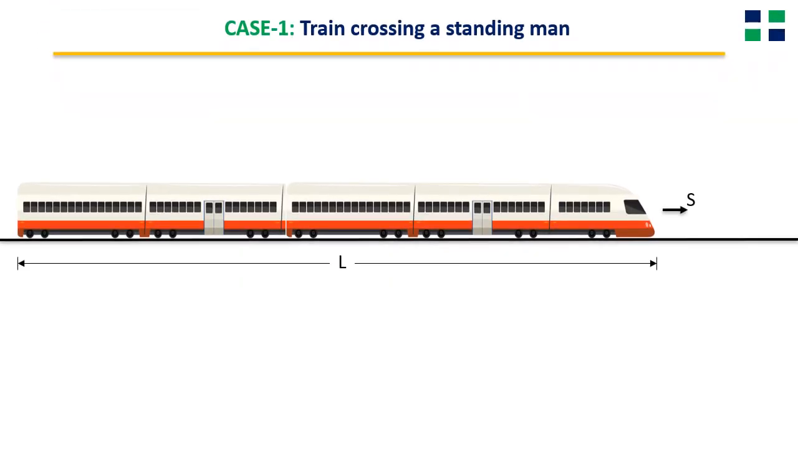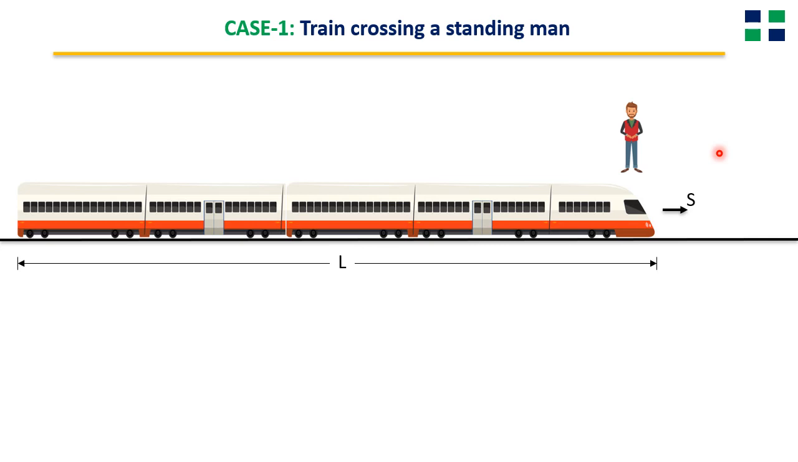Let us understand case by case of train, which will clear your concept. The very first case I am going to discuss here is a train crossing a standing man. Now this is a train of length L and moving at the speed of S. Now there is a person standing here and observing this train. The question is how much time the train will take to cross the standing man.